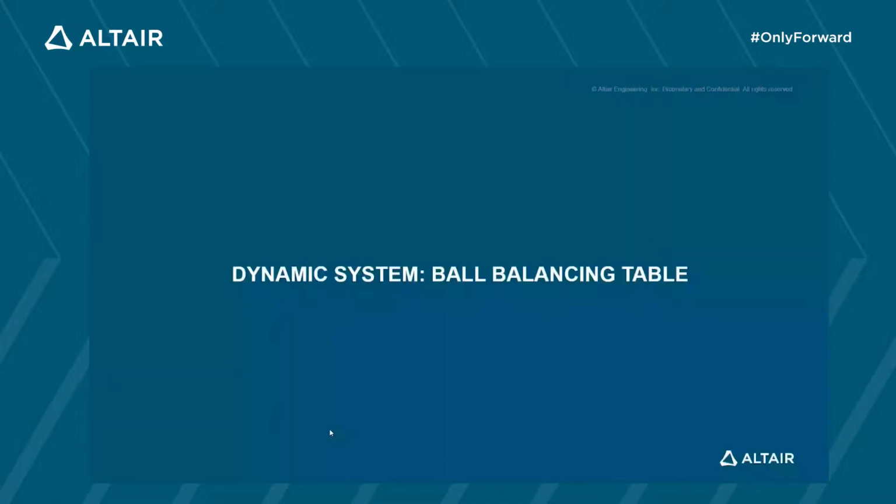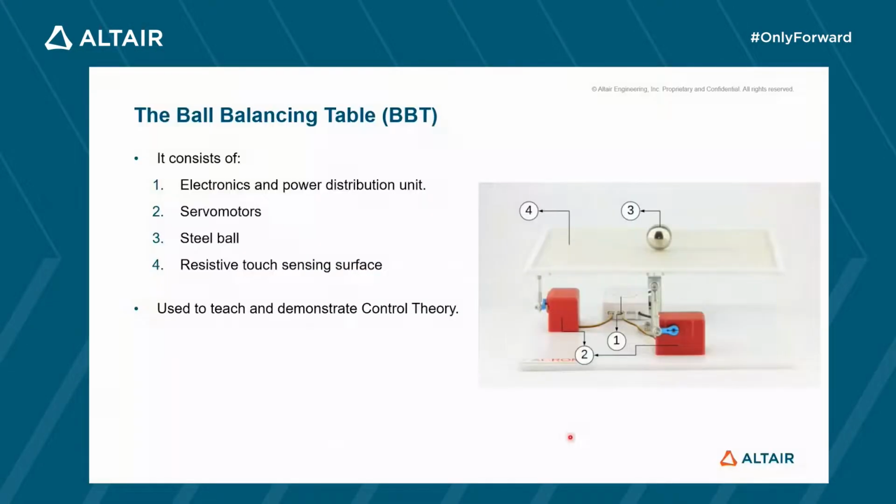So now we'll talk about the ball balancing table. So what is the ball balancing table? It's just a physical system that's used to teach control theory. It consists of a ball table with some sort of positional feedback. In this case, it's a 2D resistive touch sensing surface. And there are servo motors which control the tilt of the table in the X and Y direction.